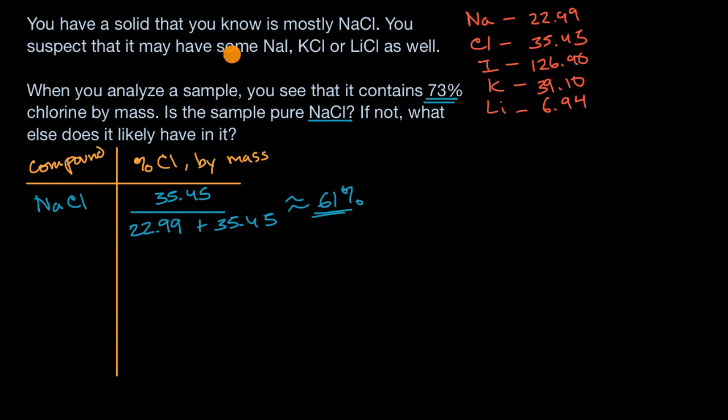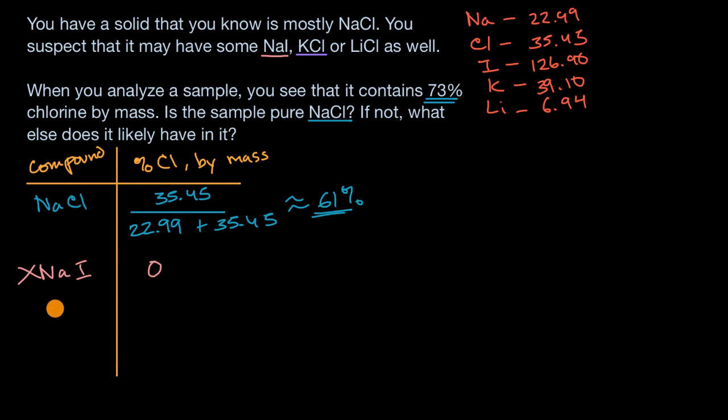So let's look at the other candidates. We can look at sodium iodide. What's its percent chlorine by mass going to be? Well, this has no chlorine, so this is 0. If you had sodium iodide mixed in with sodium chloride, that would reduce the percent chlorine by mass. It wouldn't increase it, so we already can rule out this character.